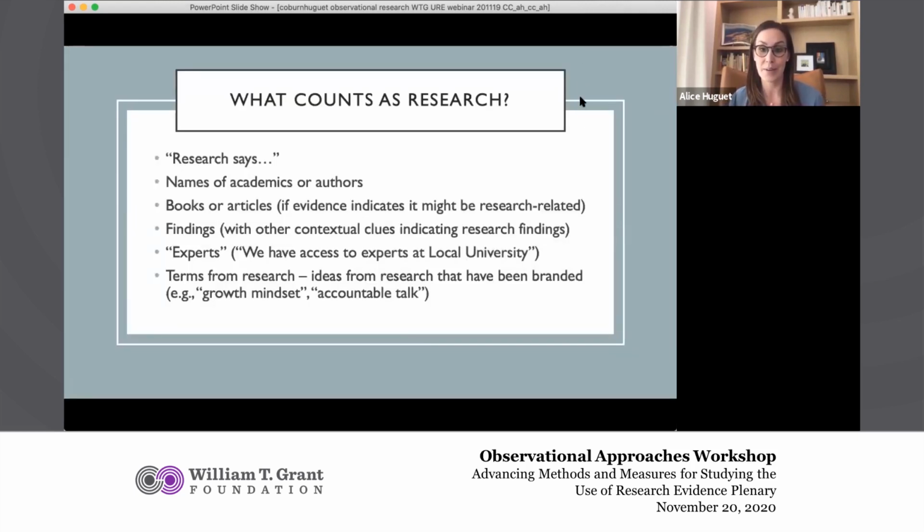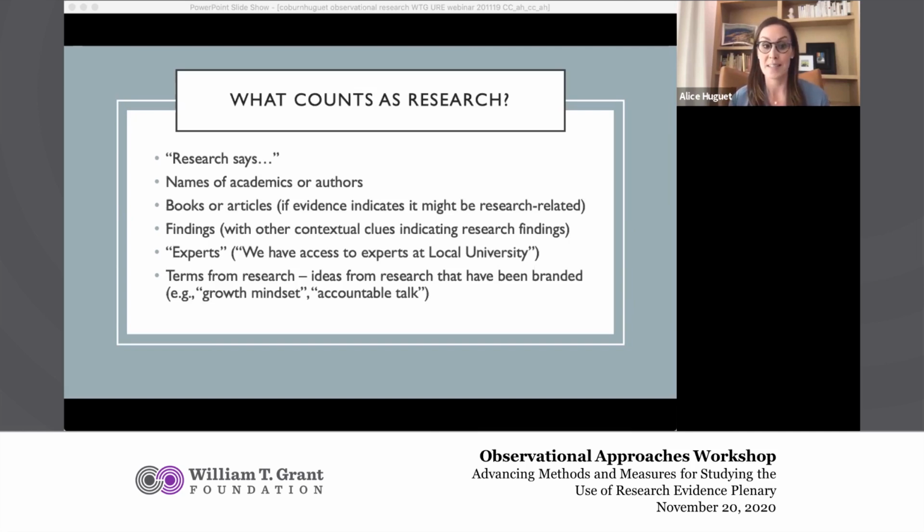And we need to think about, of course, defining the thing before we can code for it. So what is research and what did we count as research? Some of these bullet points are really obvious. Anytime you hear a participant say, well, research says, which is quite common, there's a pretty obvious example to code. However, there are a lot of examples that are not as apparent.